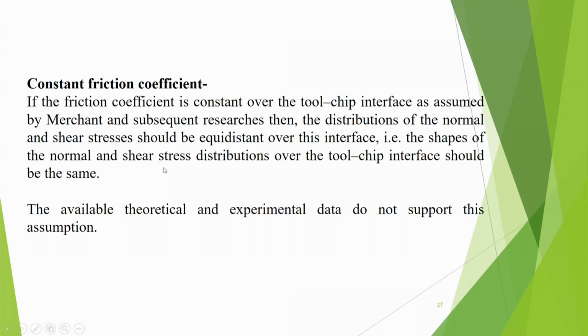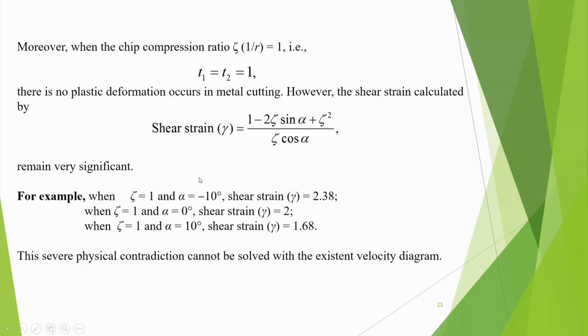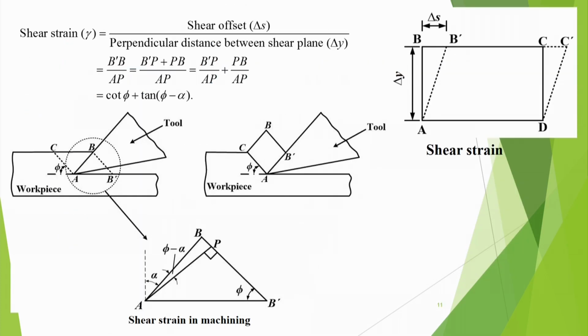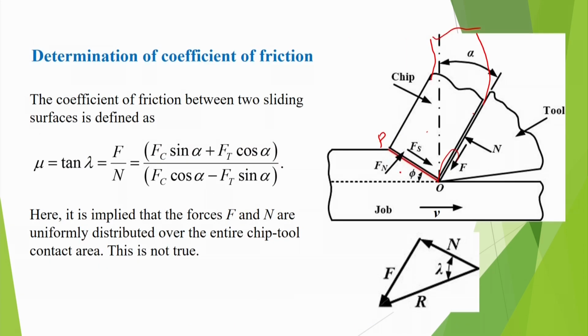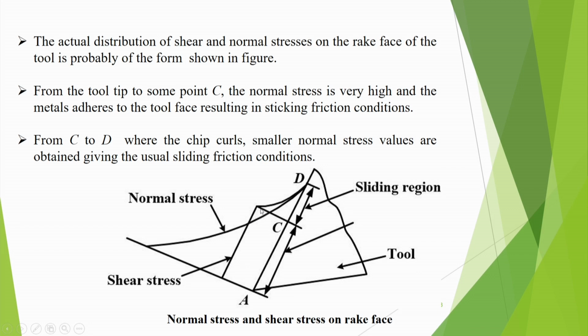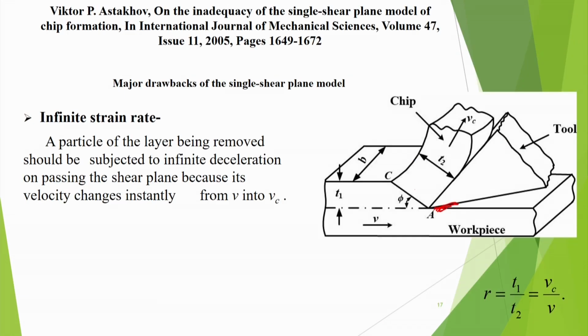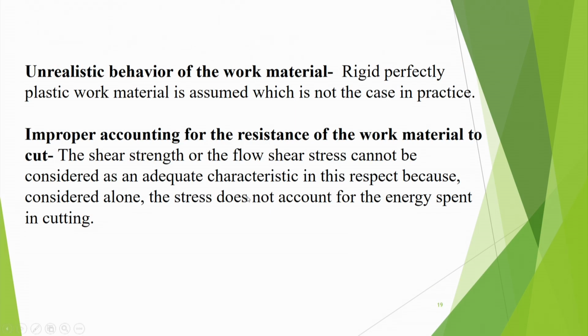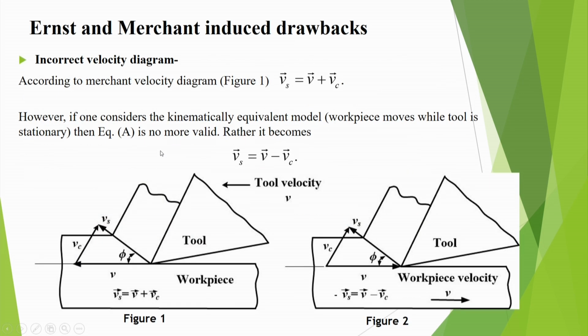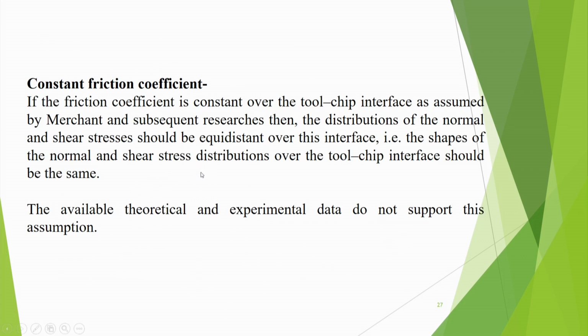If the friction coefficient is constant over the tool chip interface, as assumed by Merchant and subsequent researchers, then the distribution of the normal and shear stress should be equidistant over this interface, that is, the shapes of the normal and shear stress distributions over the tool chip interface should be the same, but that is not true. I already showed how these shapes look. You have seen that the shape of the normal stress distribution is this and the shape of the shear distribution is this, but naturally this cannot be taken into account by the simple Merchant analysis. These are the problems associated with this model. In this case, the available theoretical and experimental data do not support this assumption.